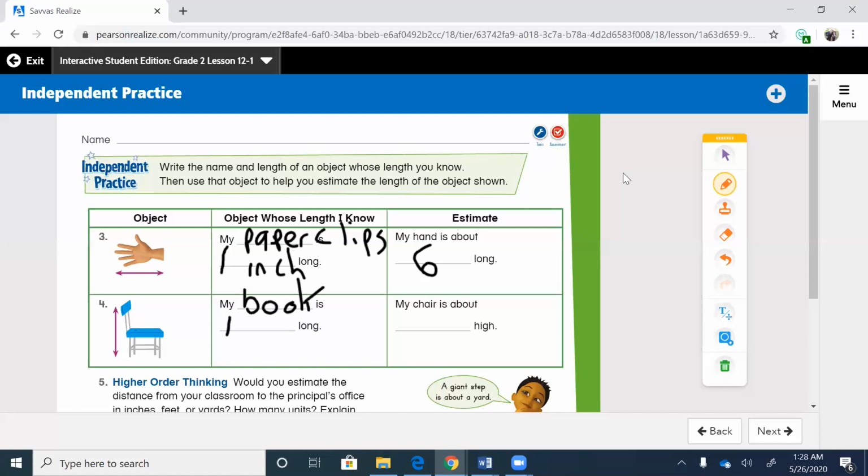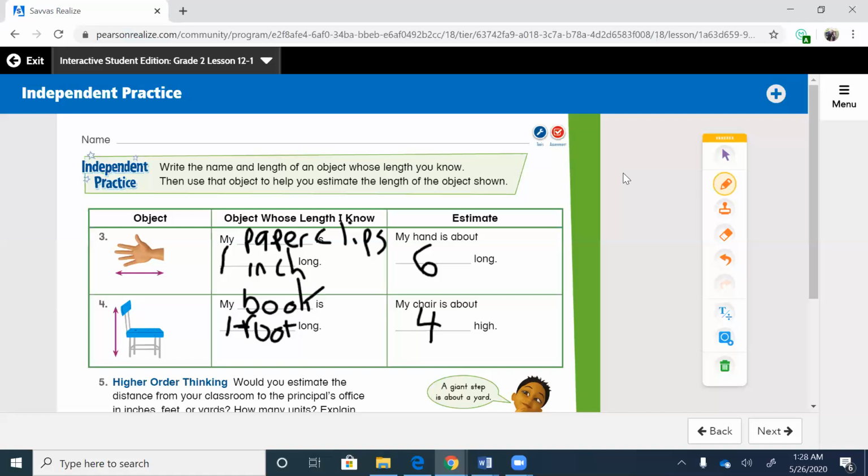My book is 1 foot long. Remember, 12 inches in 1 foot. All right, so now I want you to imagine your chair and you're lining up books. How high do you think that chair is, right? If you're starting from the bottom to the top. Now, I actually have a chair right next to me, so I'm going to do a little estimating here. 1, 2, 3, 4. All right, so the chair that I have next to me, and I have books with me, is 4 books high. So that would be 4 feet high.